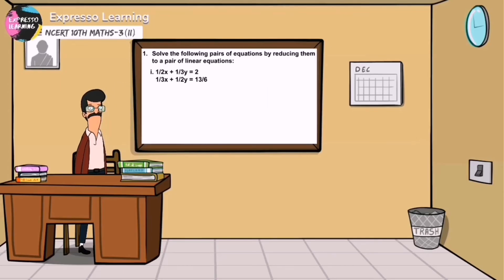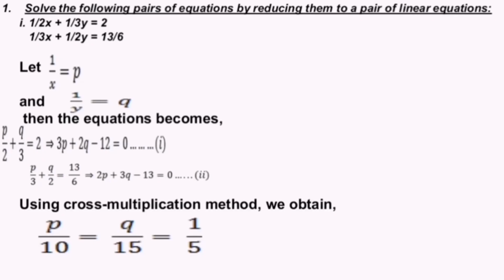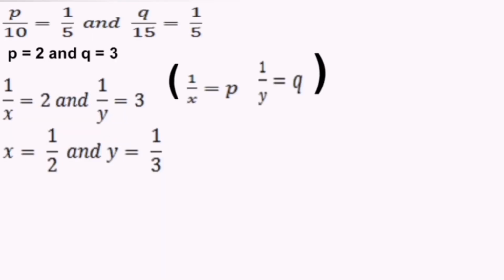Exercise 3.6 and question number 1. You would have noticed that this question is not in the form of a linear equation. So we will first change it into a simple linear equation, then find the x and y. 1 by x we are taking as p and 1 by y as q. Then we are doing it in the equation and conducting cross multiplication. Yes, with the cross multiplication we have found p and q, which are 1 by x and 1 by y. Now again we will find the x and y.